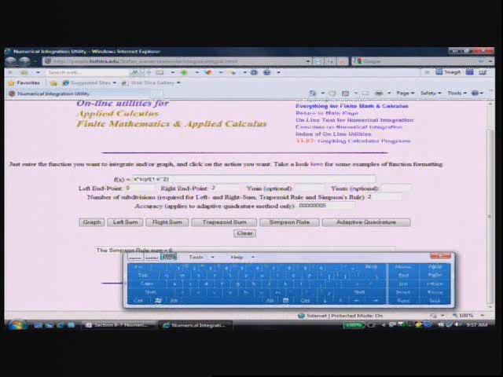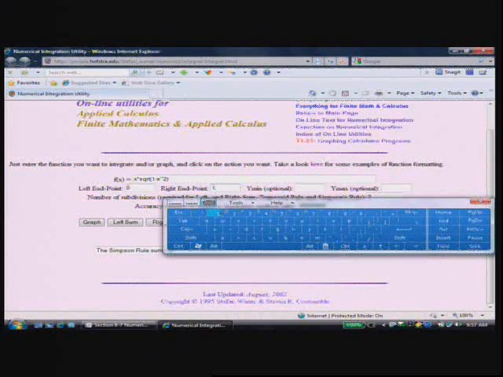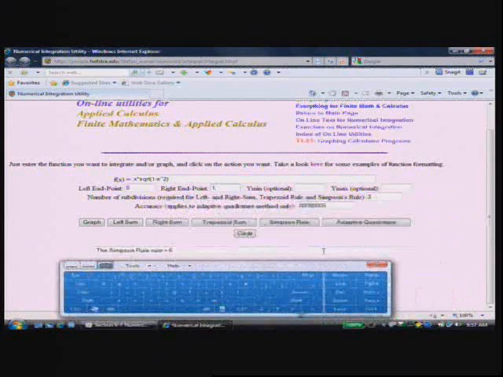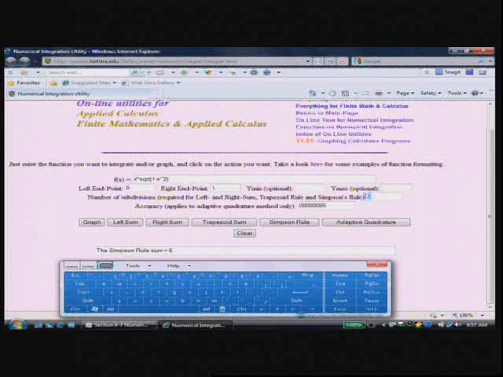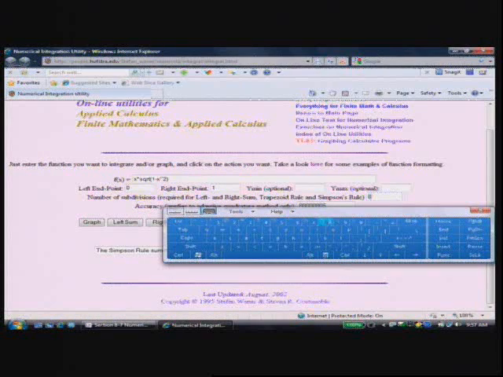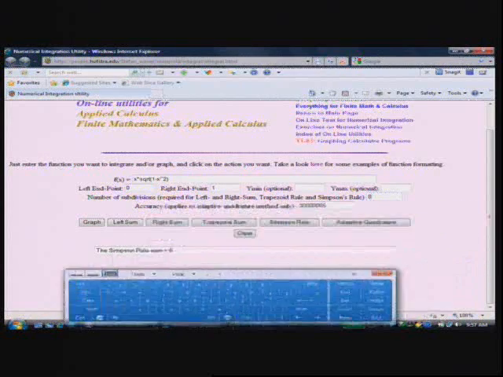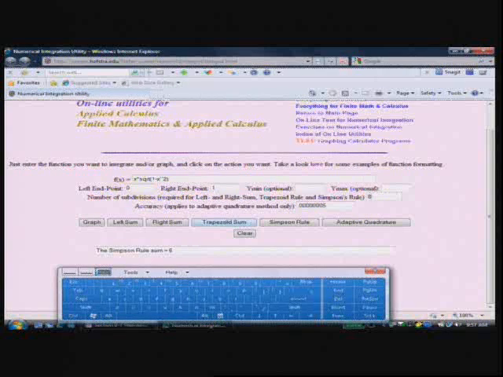Now, what was our interval on this one? It was from 0 to 1. And we wanted the number of subdivisions to be 8. That was our n. And then we're going to try this. I'm so nervous because I should have practiced this ahead of time. Are y'all nervous? You don't care.